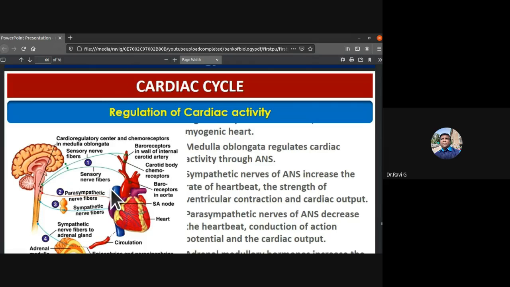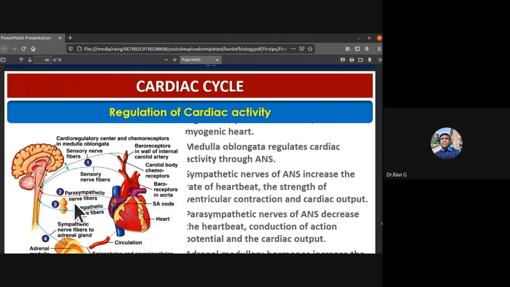The autonomous nervous system has sympathetic and parasympathetic nerve fibers. The cardio-regulatory center is located in the medulla oblongata, and in coordination with the autonomous nervous system, they regulate the cardiac activity.